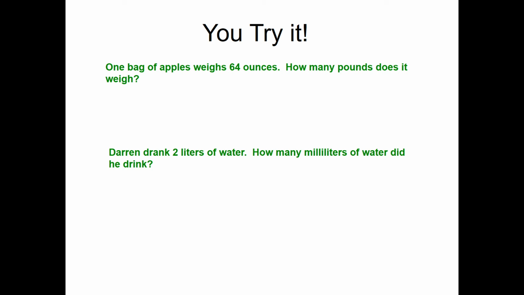One bag of apples weighs 64 ounces. How many pounds does it weigh? So we would use the conversion factor of 1 pound to 16 ounces. The ounces cancel each other out, so we would end up with 64 times 1 pound divided by 16, and all we're left with is pounds, and that's equal to 4 pounds. Again, I would prefer you use a grid.